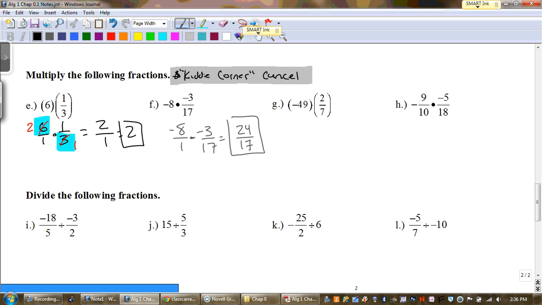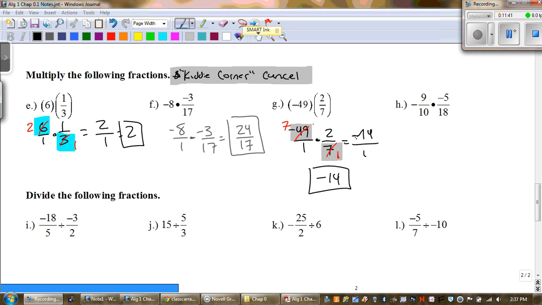All right, G. Negative 49 over 1 times 2 over 7. Let's take a look. Whoa, it's crazy. Can we reduce those? Yes, we can, by 7. 7 goes into 49 7 times. Multiply across, you get negative 14 over 1, which is negative 14. Why don't you guys try number H all on your own? Good luck. And pause that video.